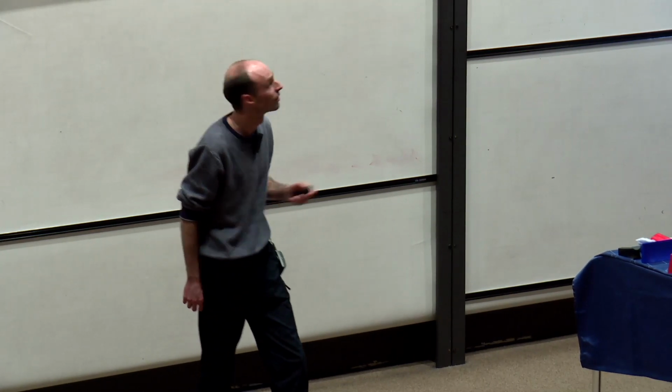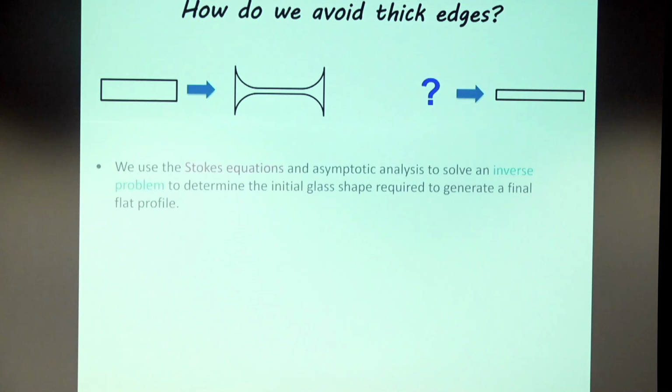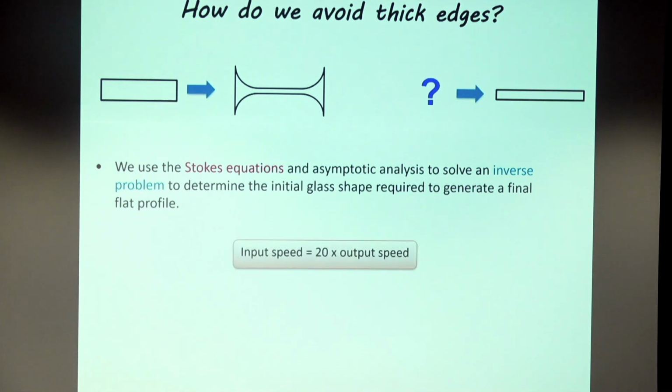So here's the question. Rectangle makes fat edge rectangle. What shape should we start with to make a flat rectangle? And we need to come up with another creative idea because we can't just run time backwards. Same equations as we've used everywhere else, the Stokes equations. But we're now going to do something a bit different.